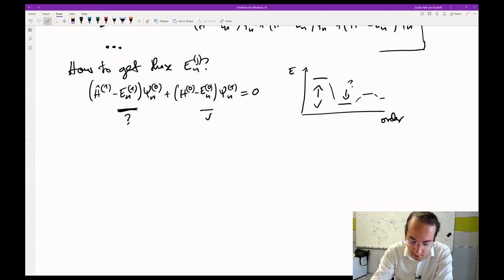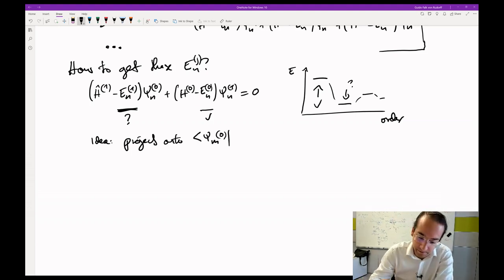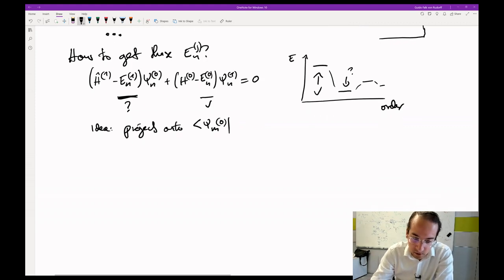So the idea: project onto psi m. Okay, now we can just write this down for all our terms, and I will bring one of those two terms on the other side of the equation. So this is just plain insertion. So you left multiply with this bra of that individual state, and then you get first the Hamiltonian.